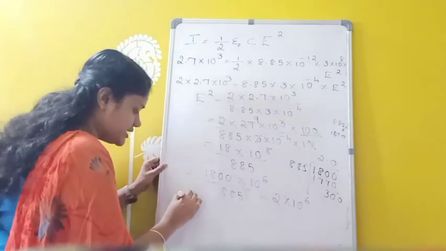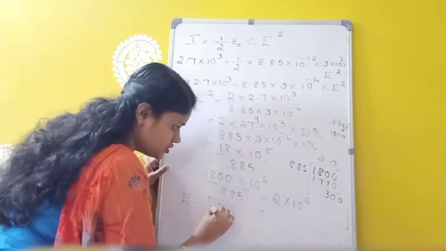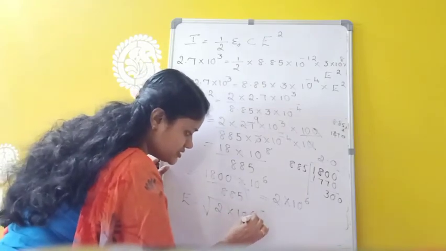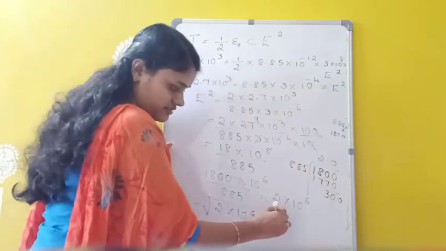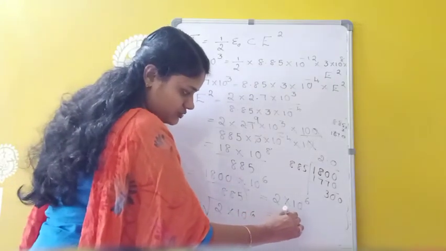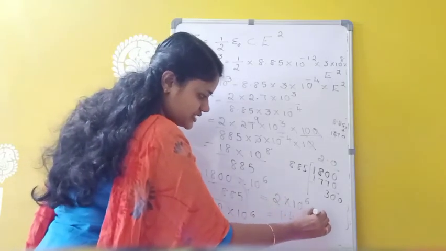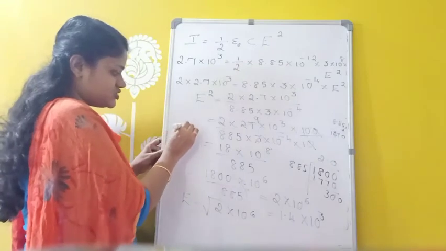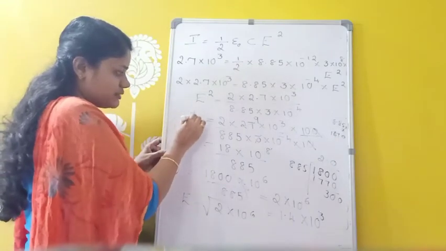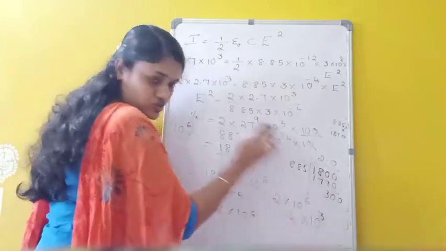Now what we have to find out? E. Okay, so E equals root of which one? 2 into 10 raised to 6. Okay, that means root 2 is nearly 1.4 something when you divide. So you will be getting 1.4 into 10 raised to 3, because root of 10 raised to 6 means 10 raised to 6 into 1 by 2, which becomes 10 raised to 3. So we are getting 10 raised to 3.